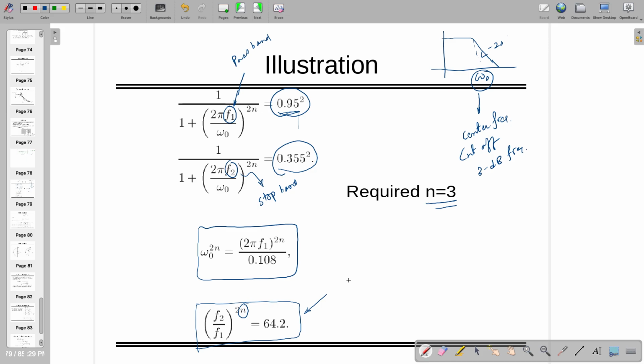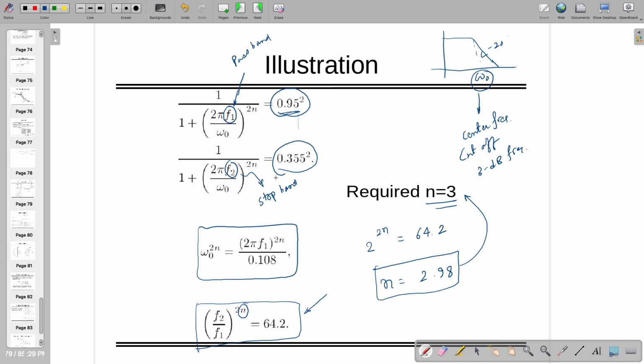So f2 by f1 is 2, by the way. 2 raised to 2n is equal to 64.2. How to solve such thing? 2.98. So n is equal to 2.98. So you have to round it off and you can get this number. So such kind of things can be asked to you.